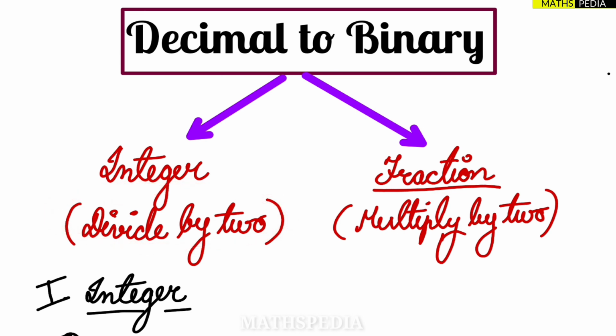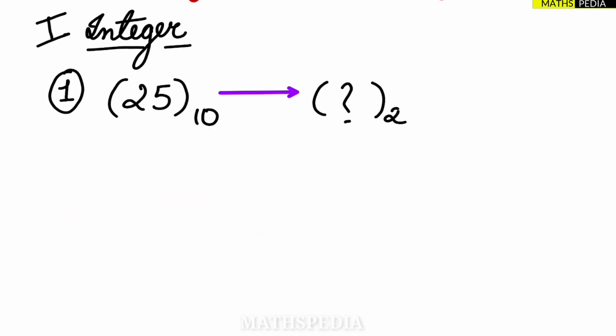Let us try to understand the two cases. First, 25 we have to convert into binary. As I said before, if the decimal point is not there, you have to remember we go for direct division by 2. So 25 is the number, just write it down and try to divide it by 2. Two 12s are 24, and 1 is the remainder.